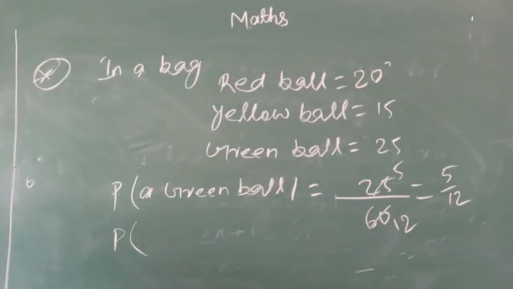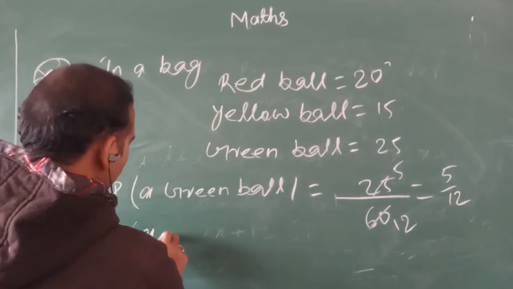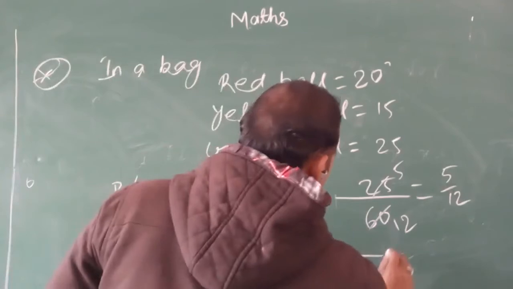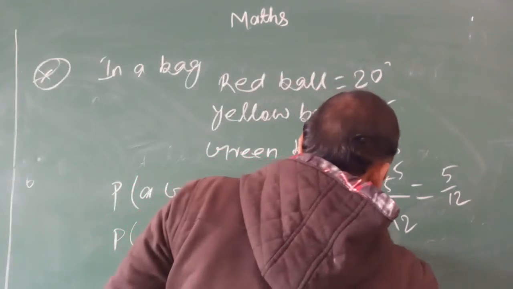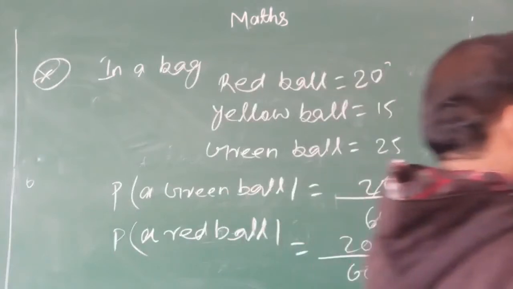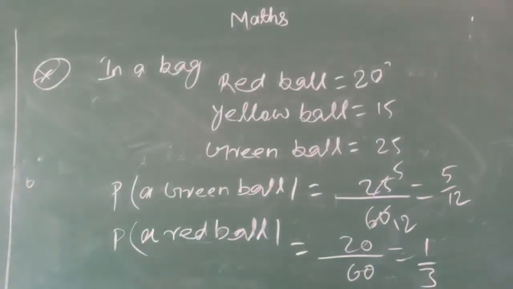Similarly, if we draw one ball and ask what is the probability that the ball is red, then the total number of balls is again 60 and the number of red balls is 20. That is 1 by 3. You know what is the meaning of 1 by 3? 1 by 3 means if you draw 3 times, you may get a red ball 1 time. May get. It is a chance only.